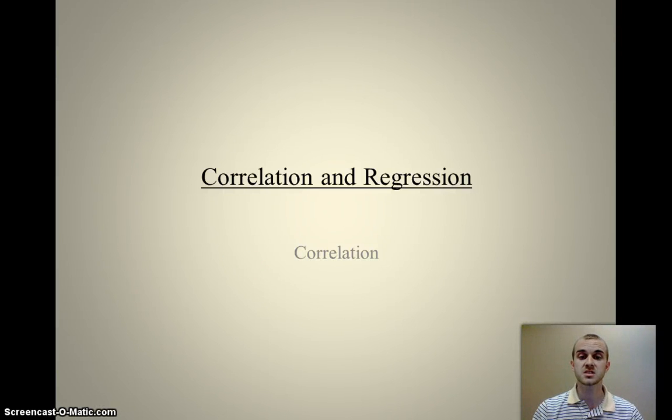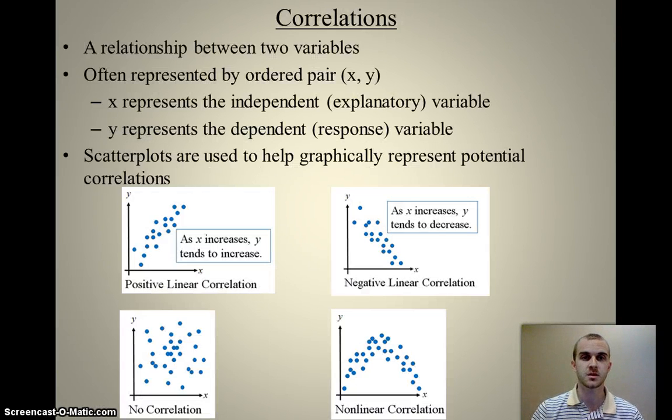In this video we're going to explore correlation. Now correlation is a relationship between two variables. Just because we say there's a relationship doesn't mean that one causes the other to occur. There's just something going on that causes there to be that relationship. Often we write these as ordered pairs, where our x value in the ordered pair represents the independent variable and y represents the dependent variable.